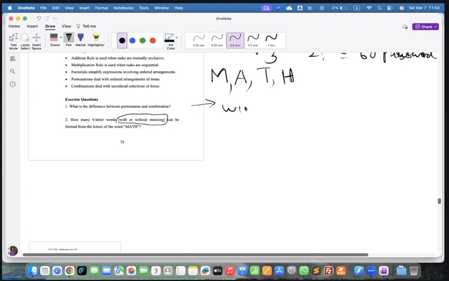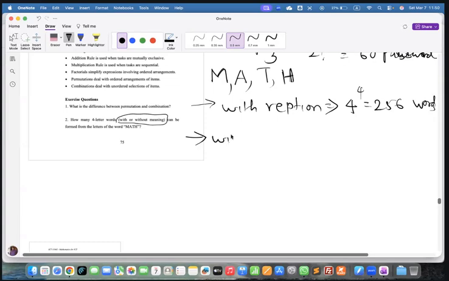One, you can answer with repetition. Now tell me, what is the answer for with repetition? How many words? 256. Yes, with repetition means 4 to the power 4. We have 4 letters, so n is equal to 4. By utilizing all 4 letters, it is 4 to the power 4, which is 256. So 256 words we are making with repetition.